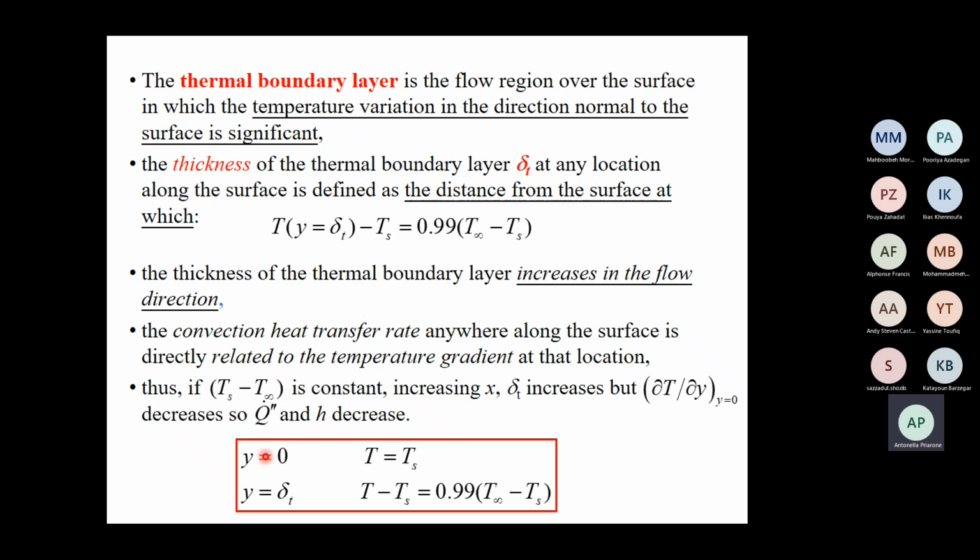Now, here at the bottom part in red, we have the two thermal boundary conditions for my boundary layer zone. For y equal to 0, T is equal to Ts. For y equal to delta T, T minus Ts is 0.99 of T infinite minus Ts. Okay? Now, also here I have the last sentence that is important from the physical point of view.